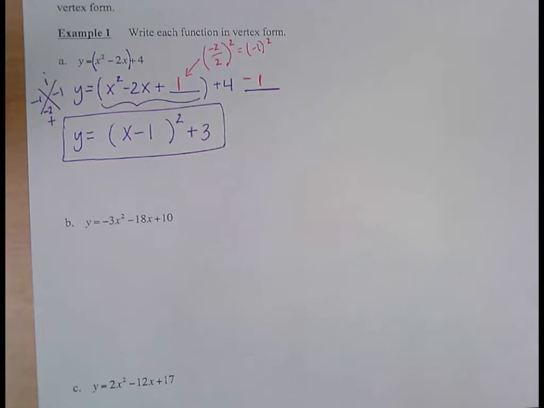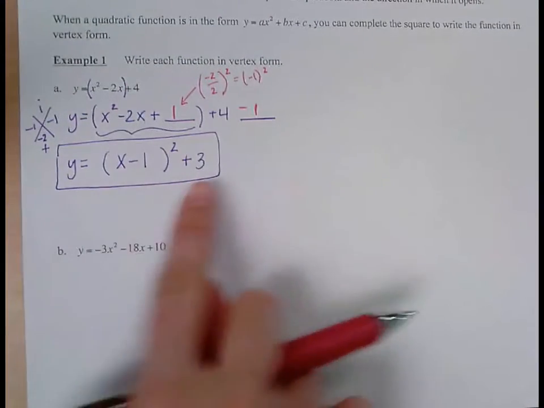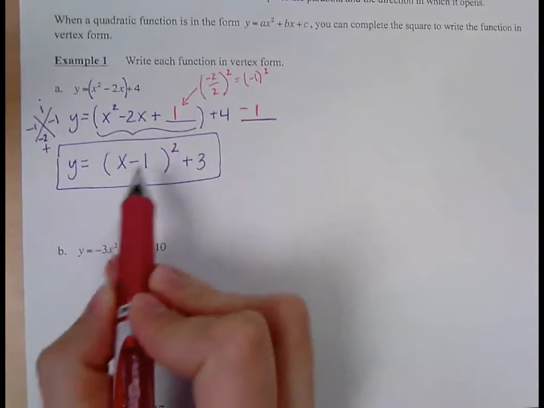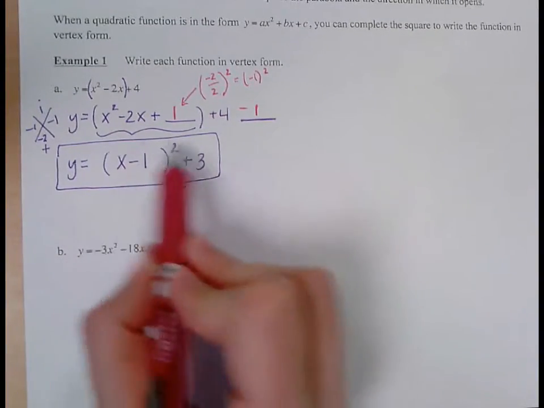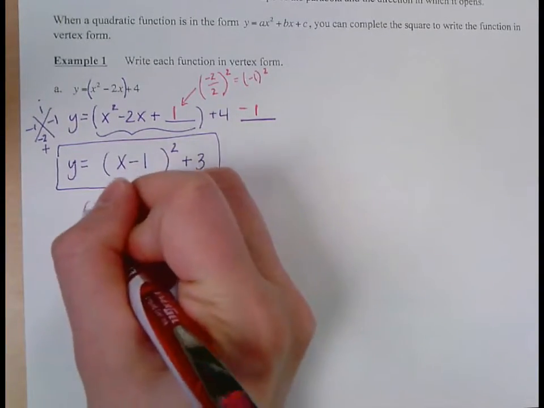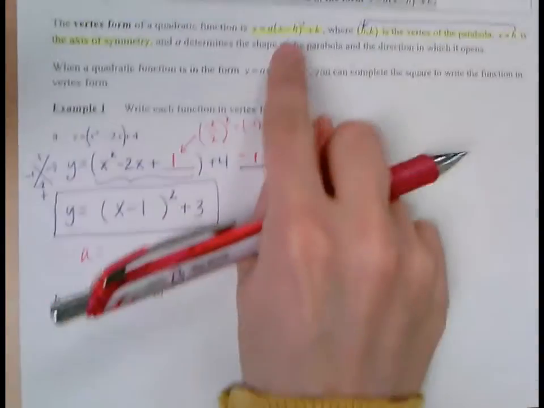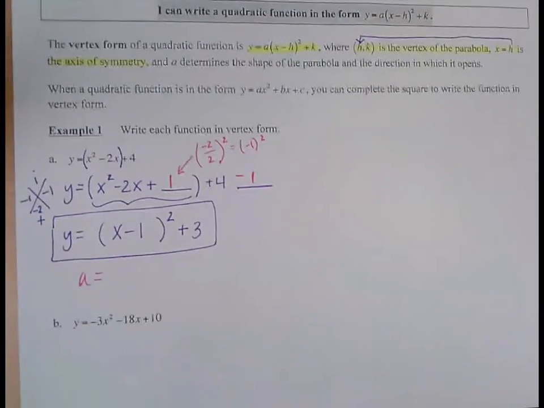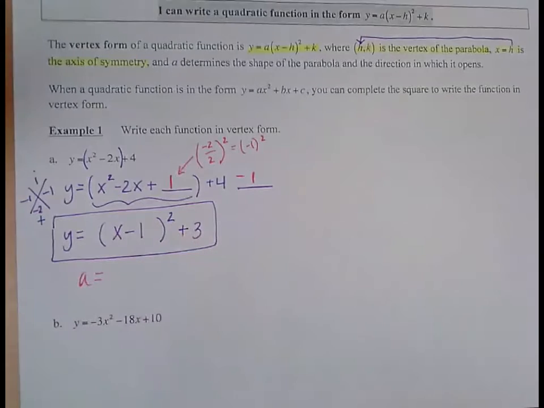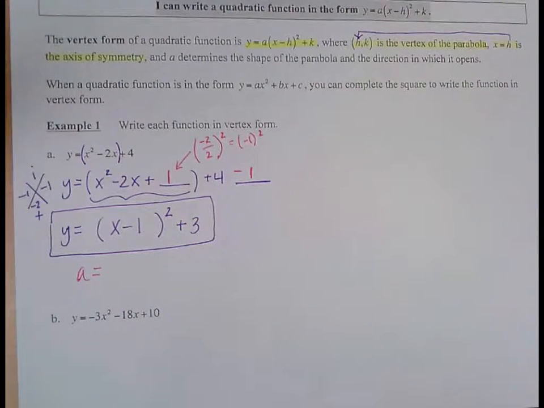Okay, so why we would use this, like I said, it's an easy way to find your vertex. I realize the directions just say to write it in vertex form, we did that, but I want you to understand how this would be used. So from this formula, look at your formula here, what would the a value of this equation be? What's the a?